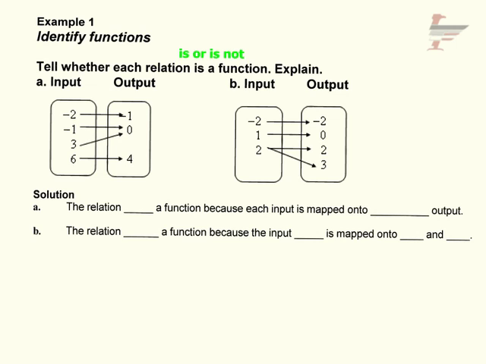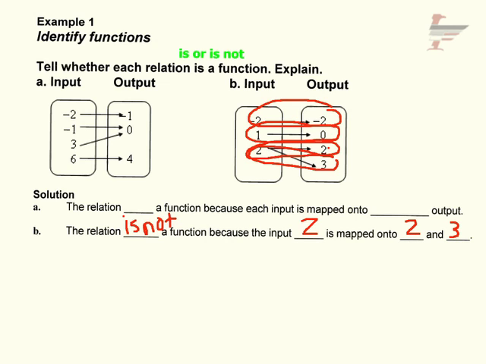The second example that we are given here, -2 has only one output, which is -2. 1 has only one output, which is 0. But notice that 2 has two outputs. 2 can go to 2, or 2 can be mapped onto 3. So in example B, the relation is not a function because the input 2 is mapped onto 2 and 3.